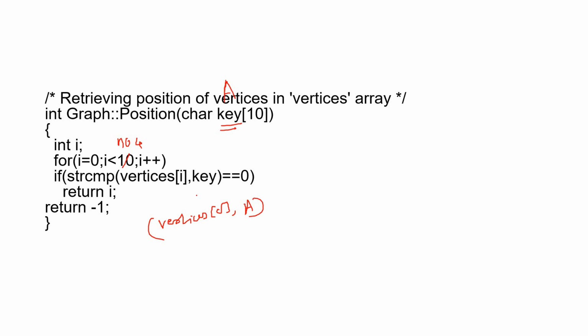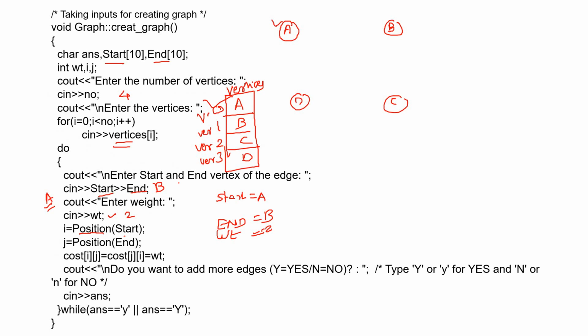So compare A comma A, whether these two are equal. Here we are using the string compare function. These two are equal, that's why it is going to return the 0 value. So it will return I, and when I is 0, at that time these two are the same. So the 0 value is returned to this particular I. So start vertex A is present at the 0th position. Now I want to find out the end vertex position. The end vertex is what? B.